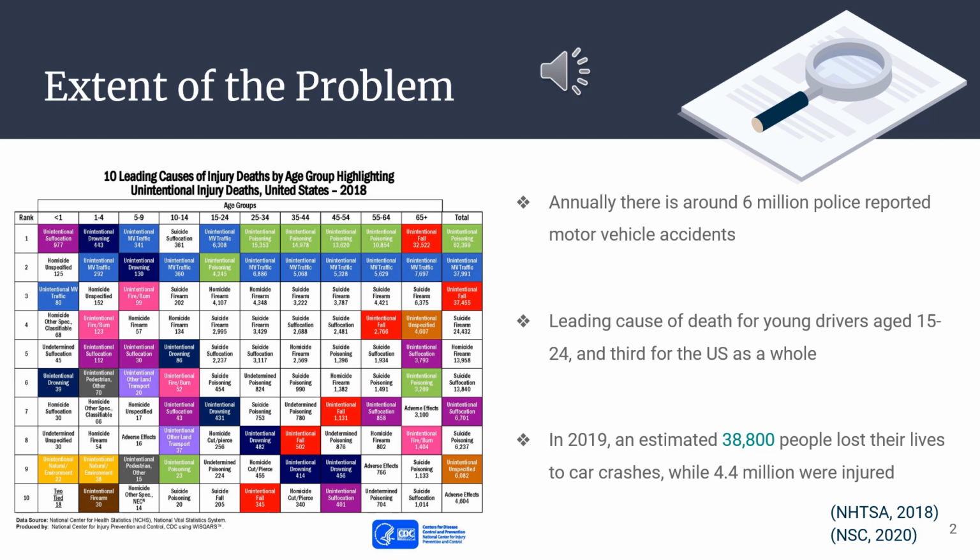Every year, there are around 6 million police-reported motor vehicle accidents that occur in the United States. If we take a look at this chart on the left from the CDC, we can see that unintentional motor vehicle traffic incidents are the leading cause of death for young drivers aged 15 to 24. It also shows to be the second leading cause of death for 25 to 65 and older adults, which is highly significant, as it does rank third for the U.S. as a whole. In 2019, it was estimated that 38,800 people lost their lives from being in a car accident, while roughly 4.4 million people were injured seriously enough to require medical attention from crashes.